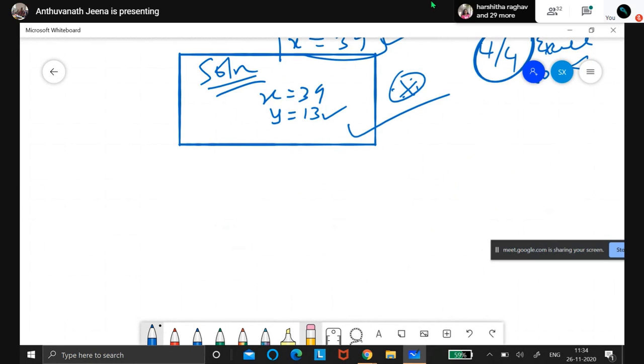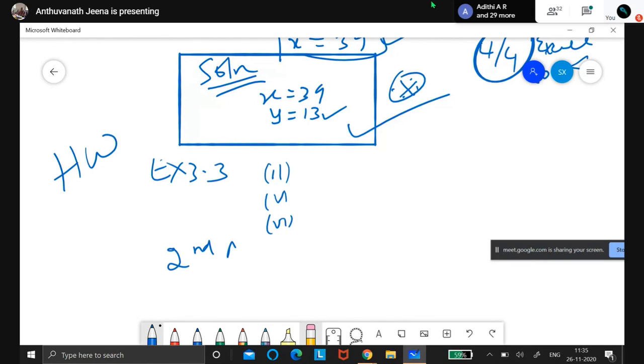So what is the homework? Homework is exercise 3.3, second sum, fifth sum, sixth sum. If you have a doubt, I will teach you, no problem. You ask me individually, I will teach you and send you the answer. Second sum, third sum, the cricket team coach one, is easy. Second and third sum are easy. The fourth sum I'll teach you tomorrow.